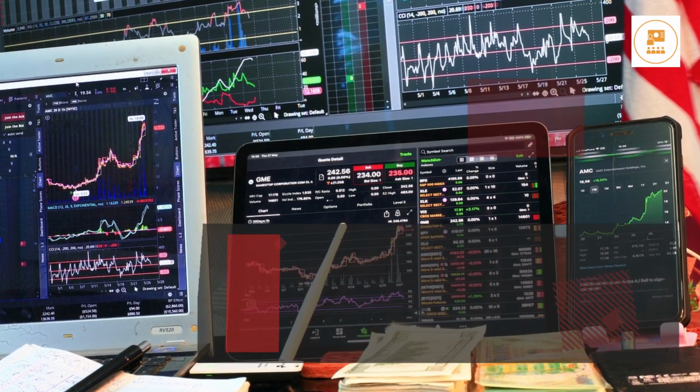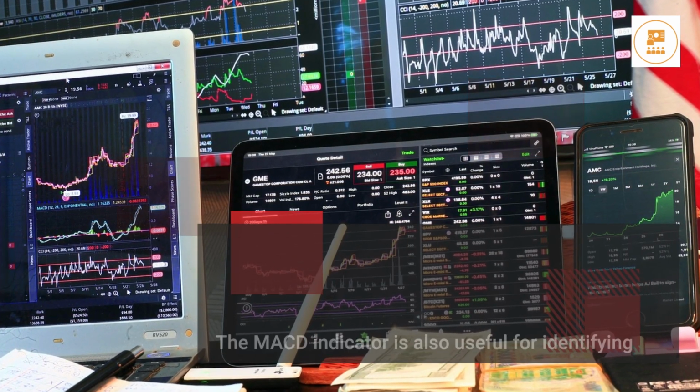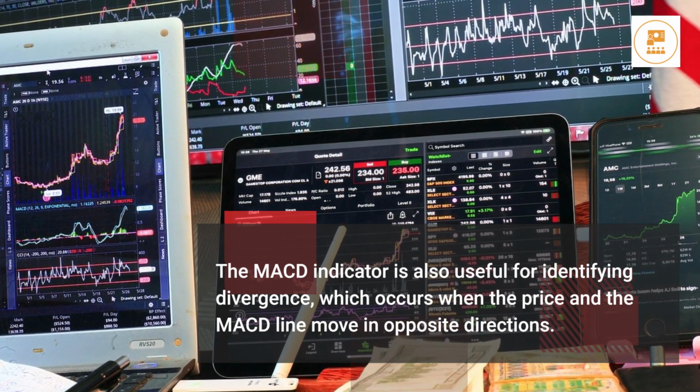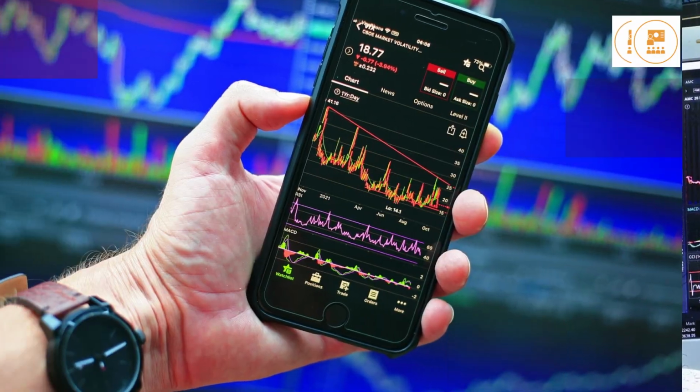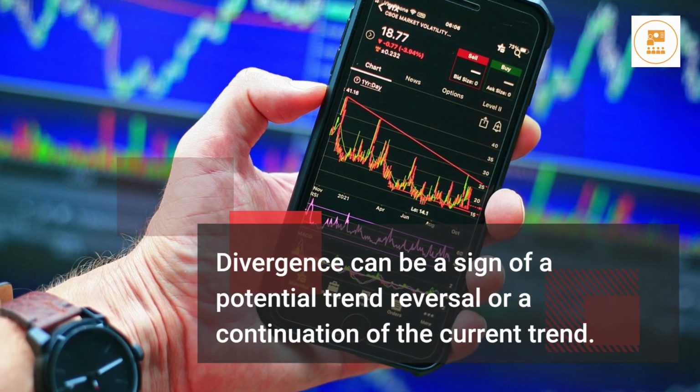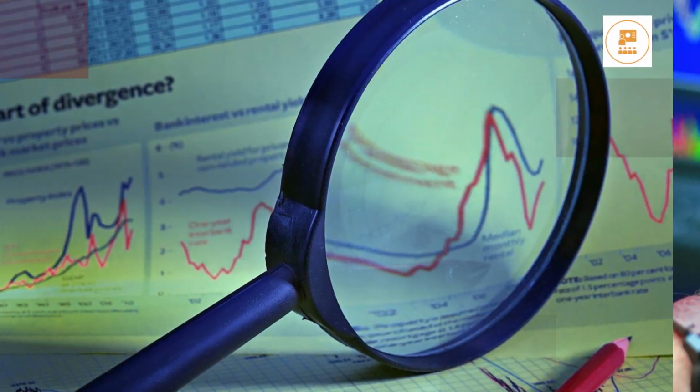The MACD indicator is also useful for identifying divergence, which occurs when the price and the MACD line move in opposite directions. Divergence can be a sign of a potential trend reversal or a continuation of the current trend.